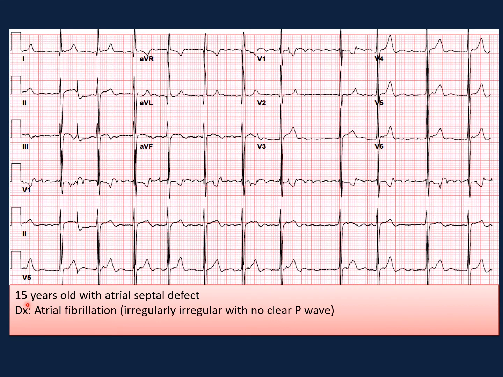This is an ECG for a 15 year old with atrial septal defect. If we look at the rhythm, we find it is irregular. Then if we try to identify the P waves, it's very hard to identify clear P waves before the QRS complexes. This is a case of atrial fibrillation, irregular with no clear P waves.